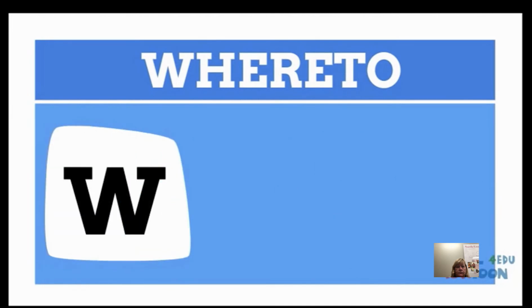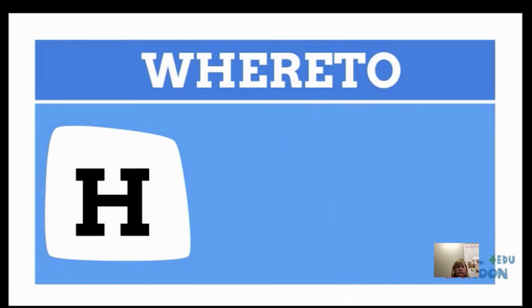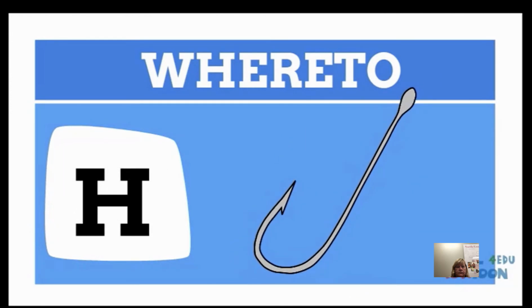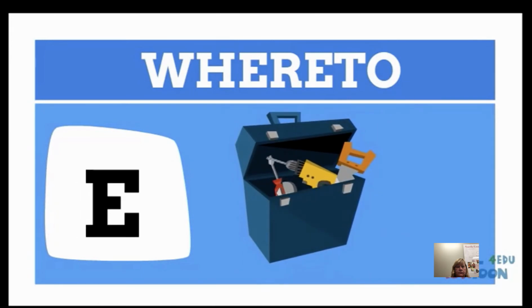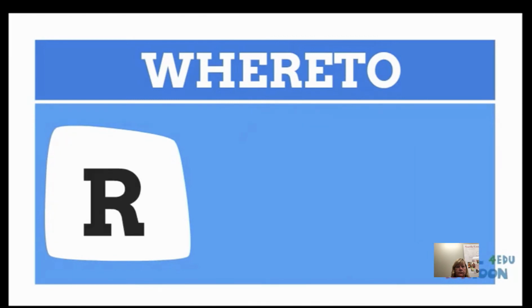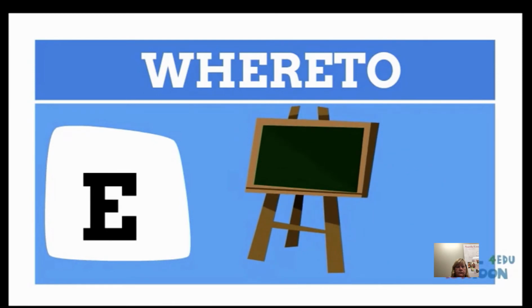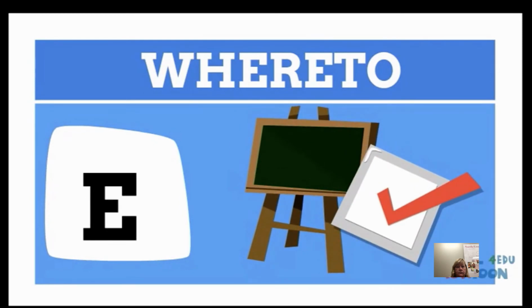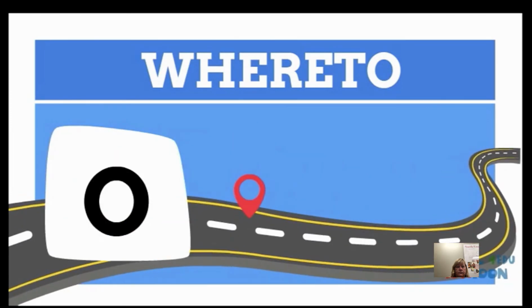W. Where is the unit going? What's expected? Where students are coming from, with prior knowledge and interests. H. Hook the students and hold their interests. E. Equip students, help them experience the key ideas and explore the issues. R. Rethink and revise their understandings of the work. E. Exhibit and evaluate. T. Tailor to students' needs, interests, and styles. O. Organize for maximum engagement and effectiveness.